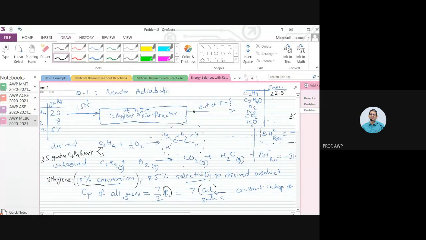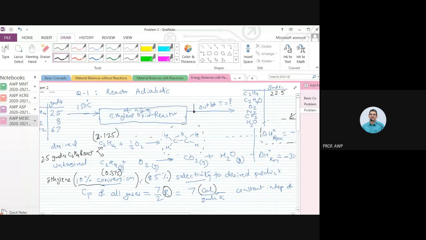And 85% selectivity. That means out of the 2.5 gram moles that react, 85% of 2.5, let's see how much is that. 2.125 gram moles react through the desired reaction, and 2.5 minus 2.125, or 15% of 2.5, that is 0.375 gram moles of ethylene react through the undesired burning reaction.